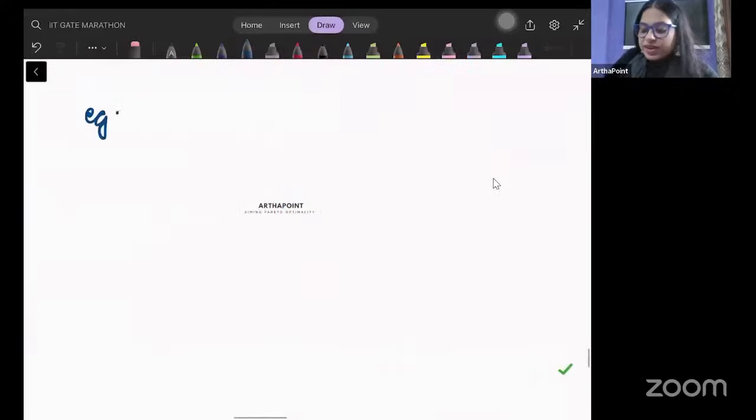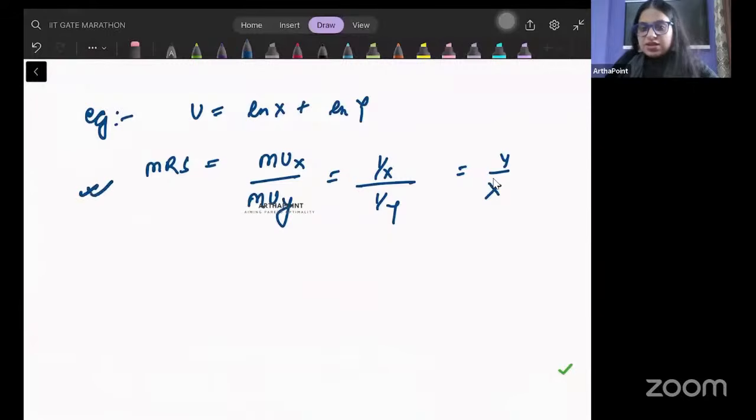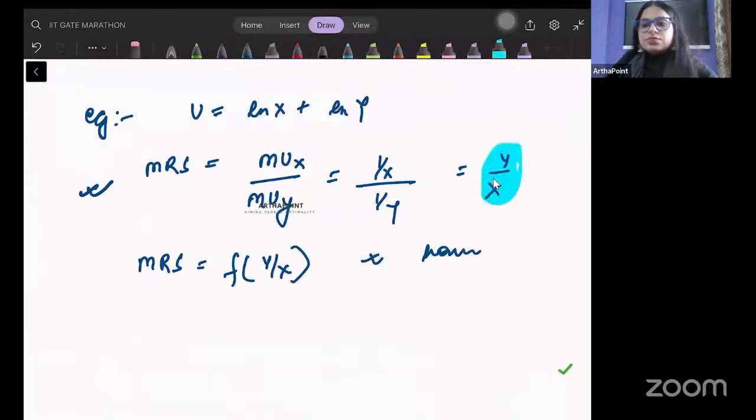So if I tell you that u is equal to ln x plus ln y, and I find MRS from here, I will get MRS as MUX by MUY. So this will become 1 by x upon 1 by y. That means y by x. So it is fine that here our MRS is a function of y by x. So this is a homothetic function, because see, y by x is coming here.